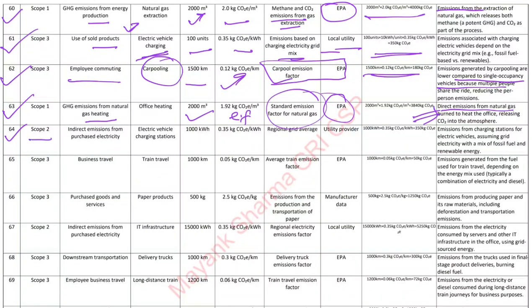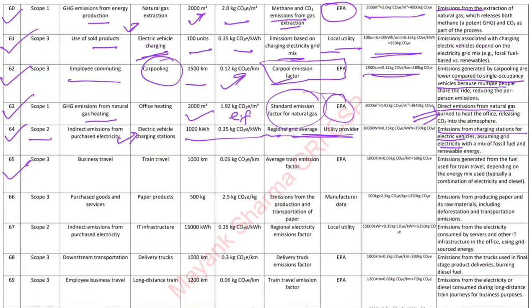Example 64 is Scope 2, purchased electricity for what purpose? Electric vehicle charging stations. This is the quantity and emission factors. So again taking a reference example from utility providers or regional grid average. Okay, emissions from charging stations for electric vehicles, assuming the electricity comes from fossil fuels and renewables.